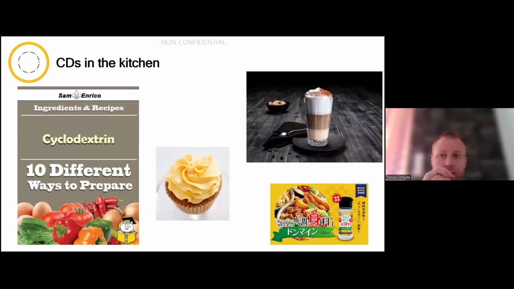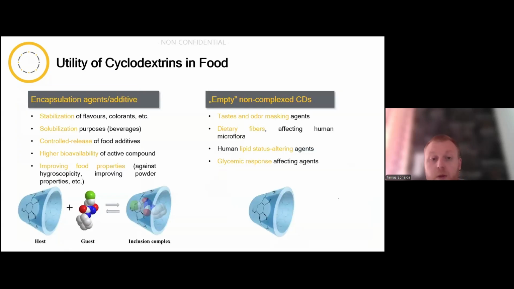Just as an interesting remark, there is also a cookbook. So if you want to use cyclodextrin in the kitchen to prepare your foods, it's also possible. This can be sourced fairly easily, and especially alpha cyclodextrin is very useful as it's also an emulsifier. So for creating foams and toppings, it's possible. But in Japan, for instance, there is also some kind of seasoning boosted with cyclodextrins available.